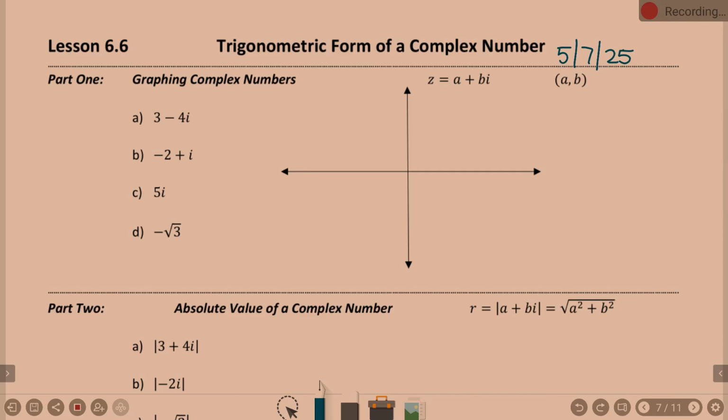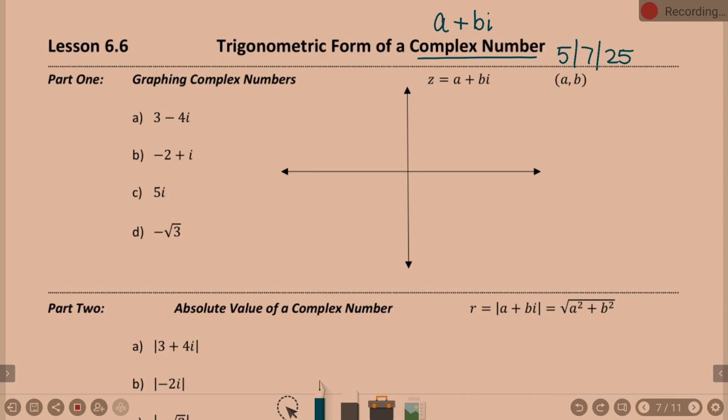Okay, so when we talk about a complex number, it is something that is of the form a plus bi. Okay, that's what a complex number is. It's something that's of the form a plus bi. A complex number involves the i, the imaginary portion of the number. A is the real part, B is the imaginary part.